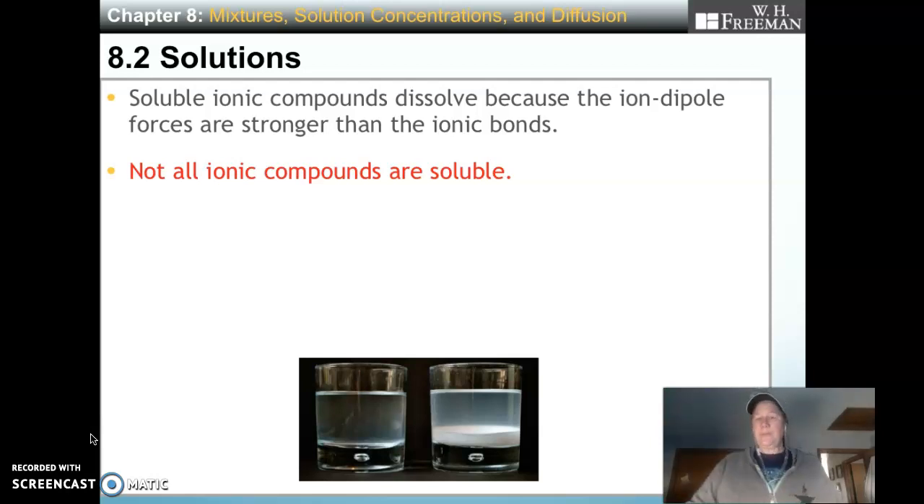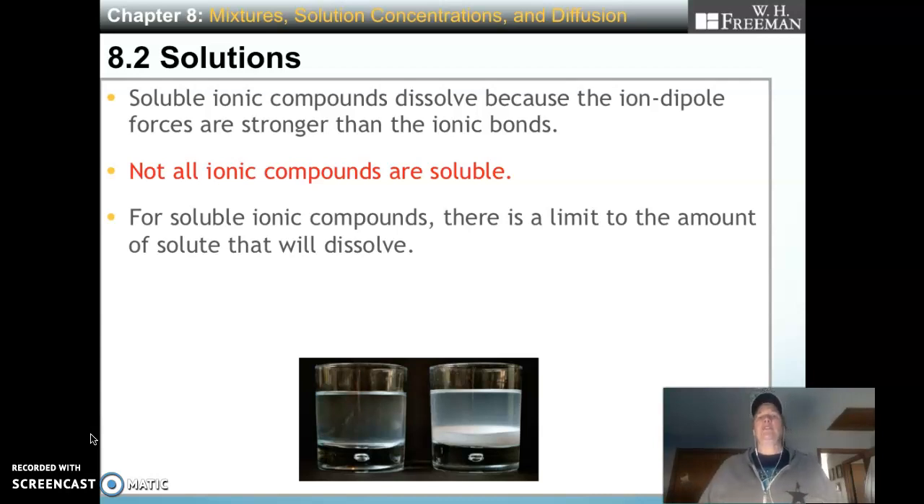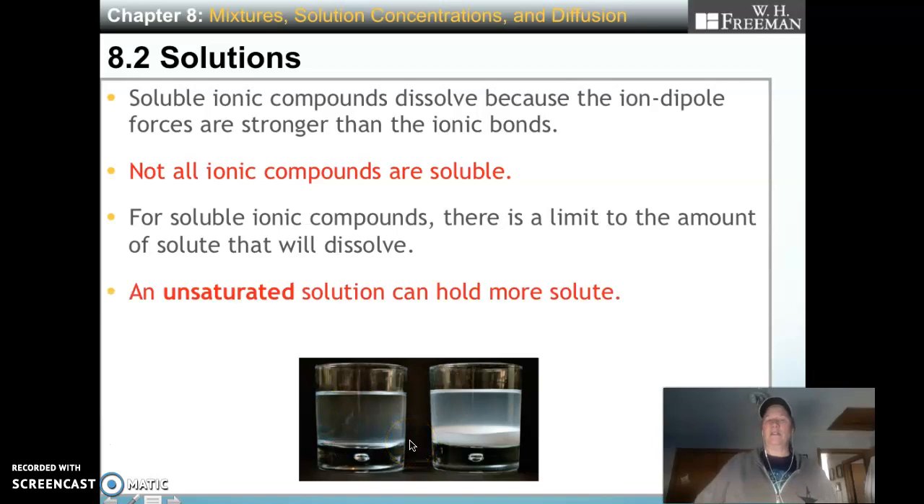Anyway, for a soluble ionic compound, there is a limit. You can't just dump and dump and dump. If you look down here, I have the same amount of solvent, water. Let's say I'm adding a salt. See this one where it's all dissolved? This is called an unsaturated solution, which means I can add more to it and it'll still dissolve. But I keep adding, and eventually it won't dissolve anymore.